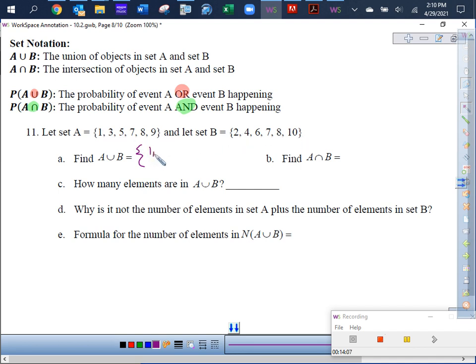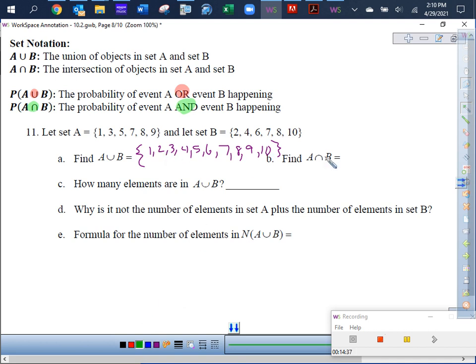So it's 1, 2, 3, 4, 5, there's no 6, or there is a 6, excuse me, 6, 7, but see, 7's in both sets, right? So we don't list it twice. 8, 9, and then a 10. So we listed the numbers 1 through 10. That's the union: everybody that's in A, everybody that's in B, but don't list anybody twice.